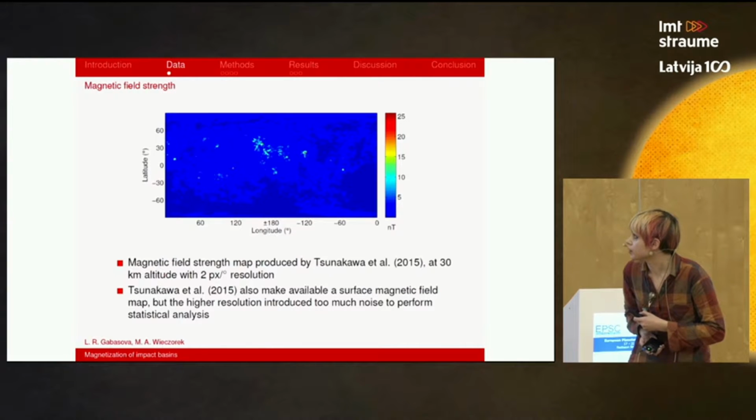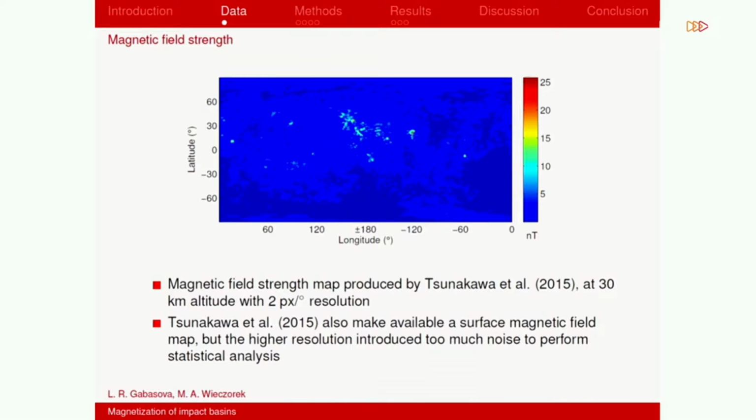This is the magnetic field strength map, and it's upside down. I'm very sorry about that. I caught it a bit too late. It was produced from Kaguya data by Tsunakawa and co-authors using a surface vector mapping method. This map is the field strength at 30 kilometers altitude, and the resolution is about 2 pixels per degree. There is also a high-resolution map available of the magnetic field at the surface, but the high resolution actually makes the statistics too sensitive, so we didn't use it.